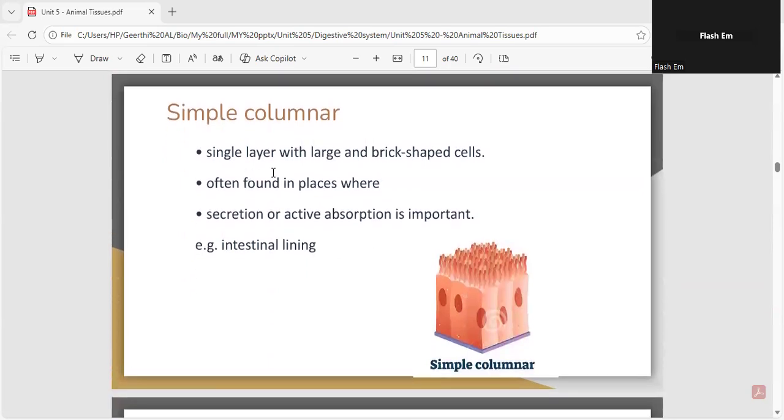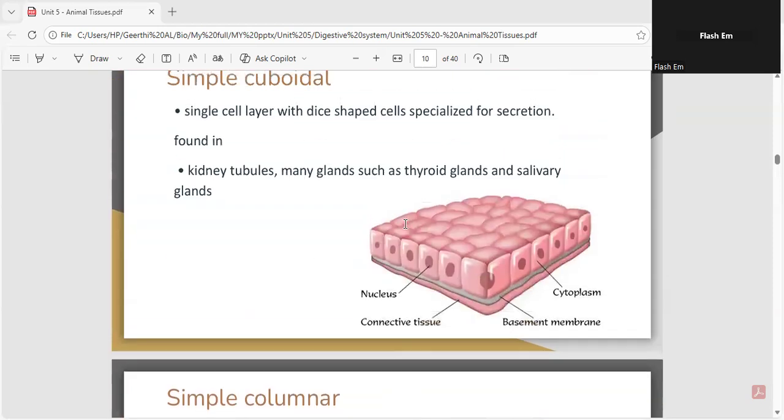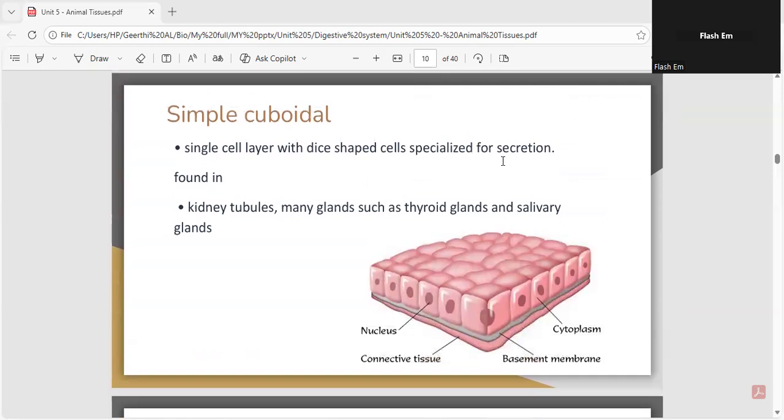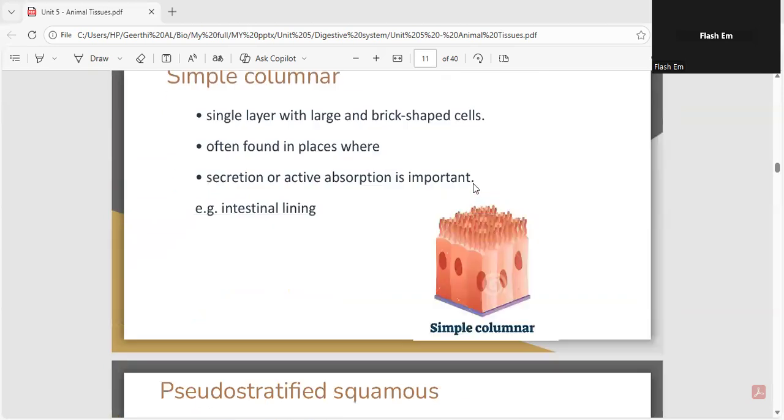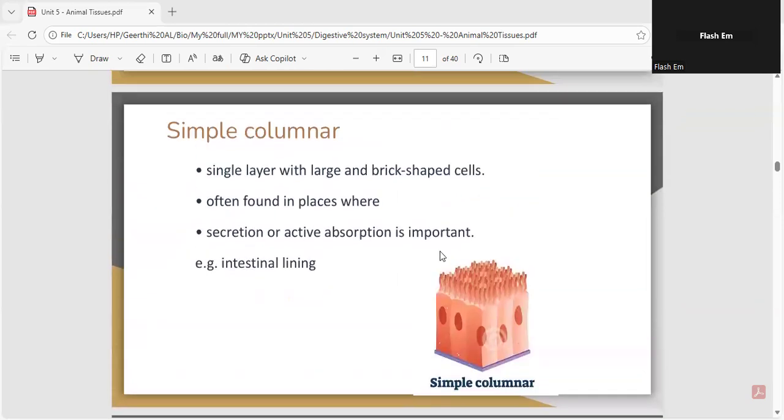Then simple columnar is a single cell layer with large and brick-shaped cells. When you see a column, it is not like a cube, right? Sometimes it is large in the width or sometimes in the breadth. So it's large, brick-shaped cells, often found in places where there is secretion or active absorption. In simple cuboid, only secretion is there. This is another very important point: here only secretion, here both secretion and active absorption.